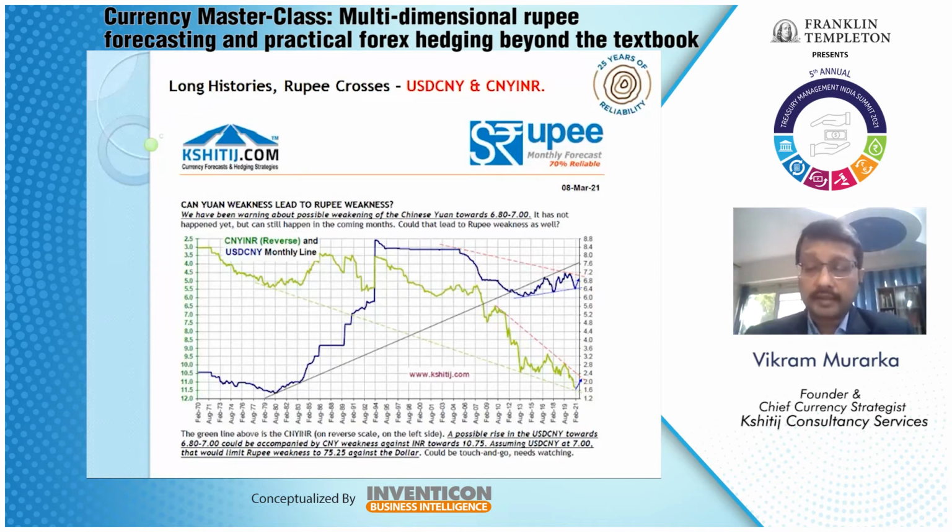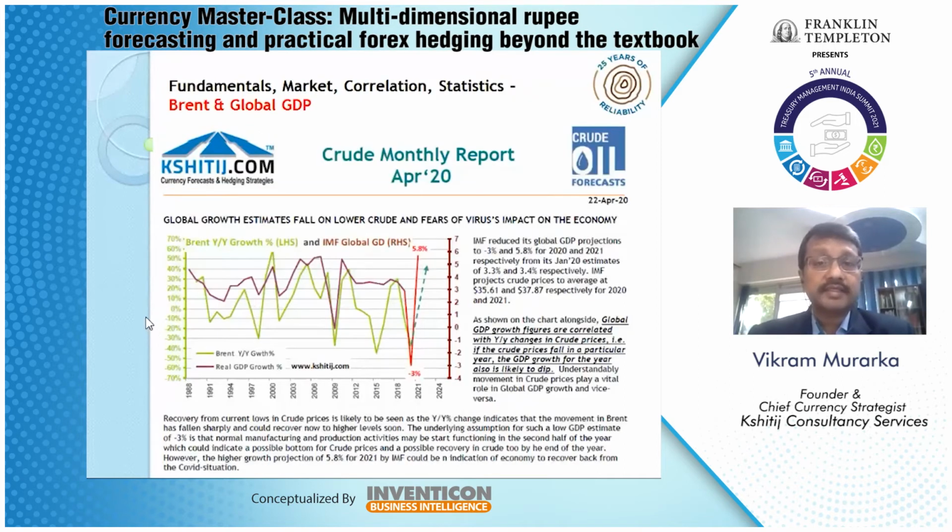After having looked at the rupee like this, I'd now like to share some very interesting charts with you. This is a combination of fundamentals, market variables, correlations, and statistics on the Brent and how it correlates with the global GDP. So here we have a chart of the year-on-year movement on Brent. So it's not just the Brent chart, but the year-on-year movement on Brent on the left axis. And this we correlate with the global GDP data as given by IMF.